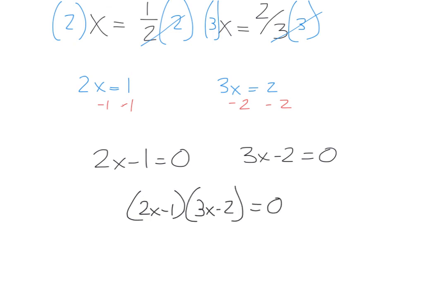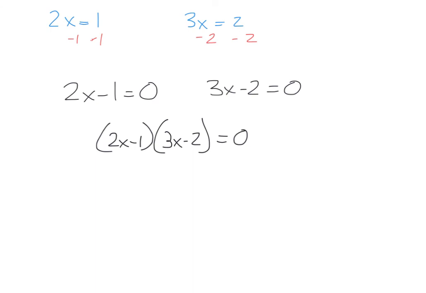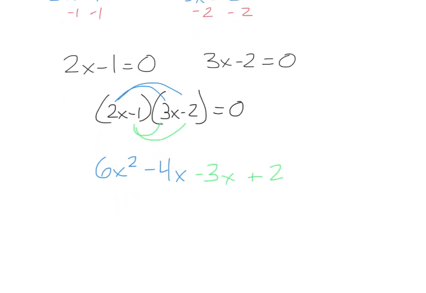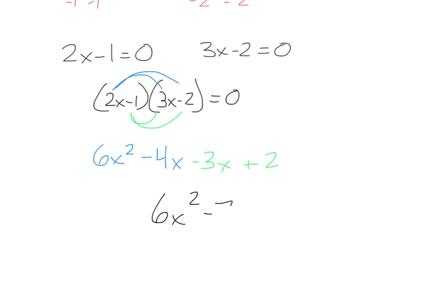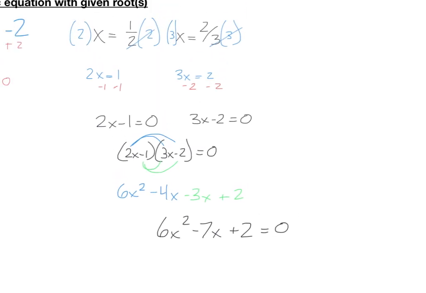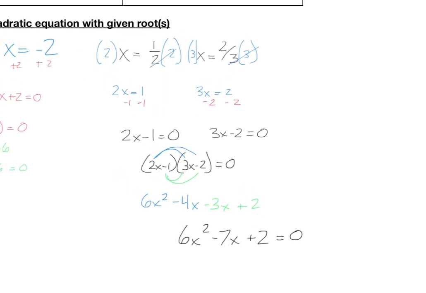And you could then multiply these back out with FOIL here to get us 6x squared minus 4x, negative 3x and a positive 2. So right here we have just written a quadratic equation, 6x squared minus 7x plus 2. And that quadratic equation has the solutions of x is equal to 1/2 and x is equal to 2/3.